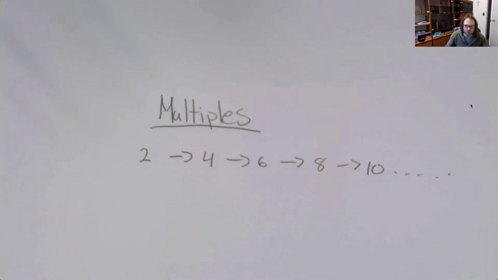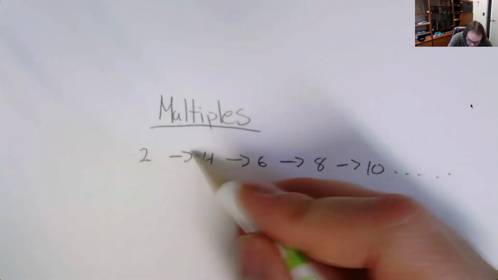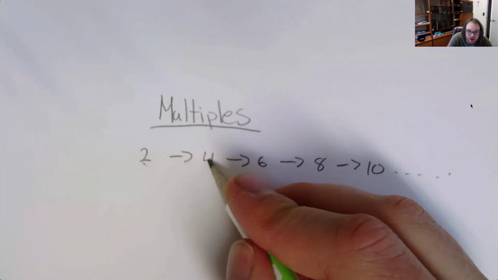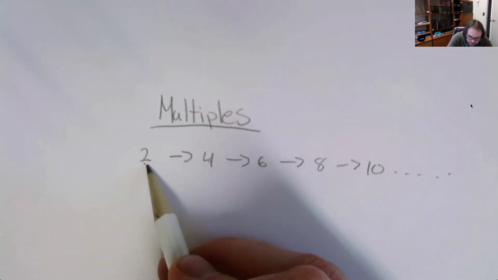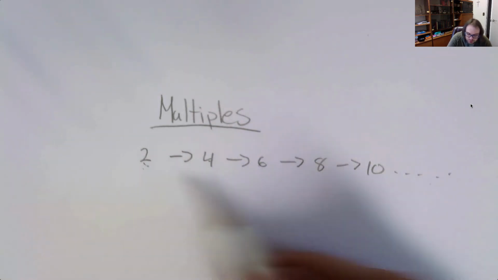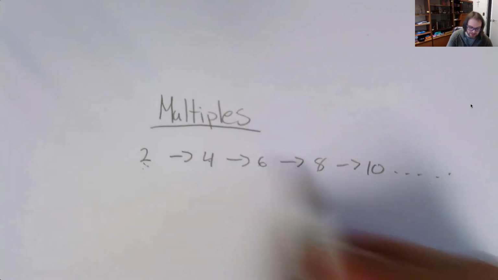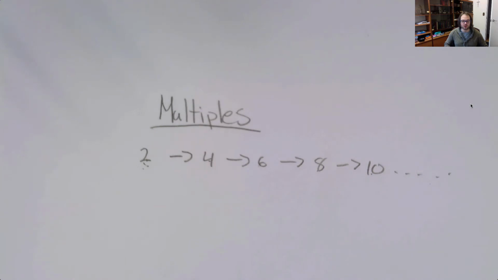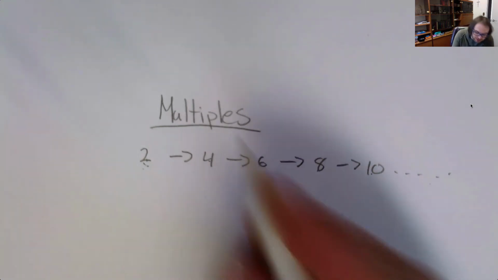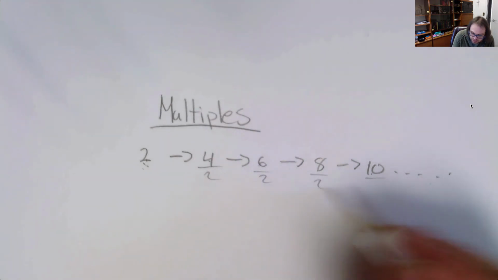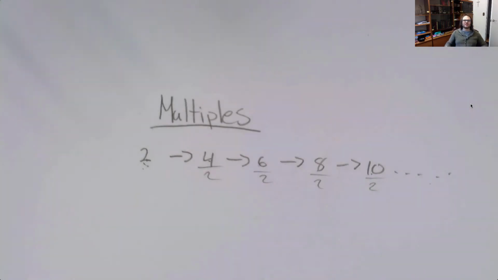Well, why are these multiples? Well, I look at this here. If I multiply 2 by 2, I'm going to get 4. If I multiply 2 by 3, I'm going to get 6. If I multiply 2 by 4, I'm going to get 8. If I multiply 2 by 5, I'm going to get 10. So pretty much another way I could look at it, all of these can be divided by 2 without a remainder. So a multiple is something that can be divided by our number.